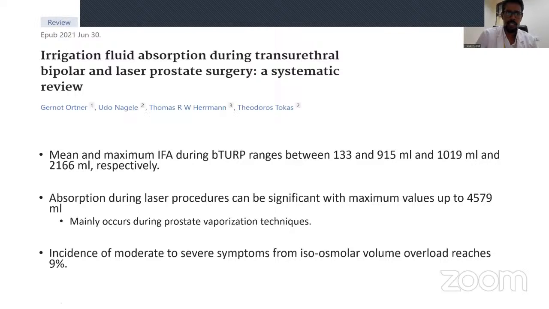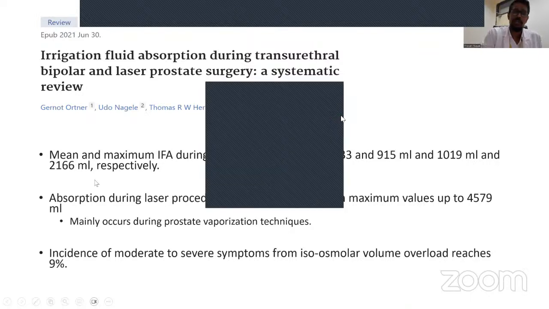This is a World Journal of Urology article from March 2022 that talks about irrigation fluid absorption during transurethral bipolar and laser prostate surgery. All this while I've been talking about monopolar TURP, but this syndrome can and does occur even with bipolar TURP and laser prostate surgery, because the mean irrigation fluid absorption during bipolar TURP could range between 133 ml and 115 ml, and the maximum could go from 1 liter to 2.5 liters.